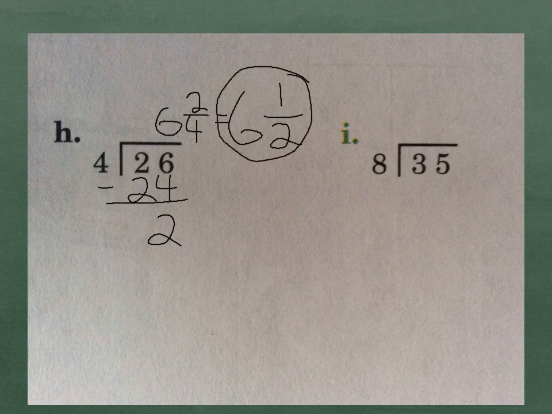I. 8 goes into 35 4 times, because 8 times 4 is 32. Subtract and you get 3. So our answer is 4 and 3/8.